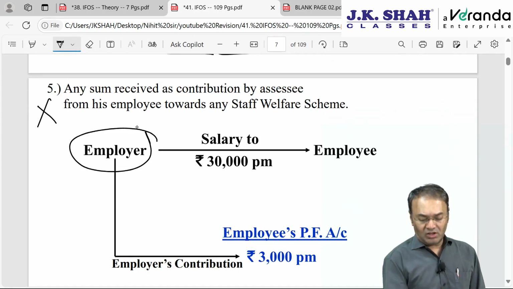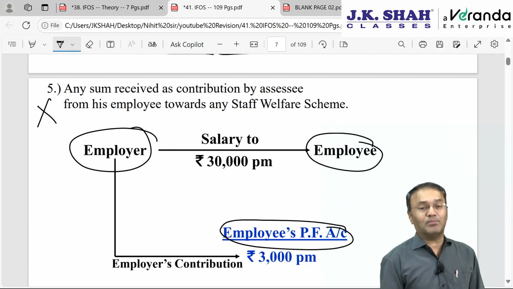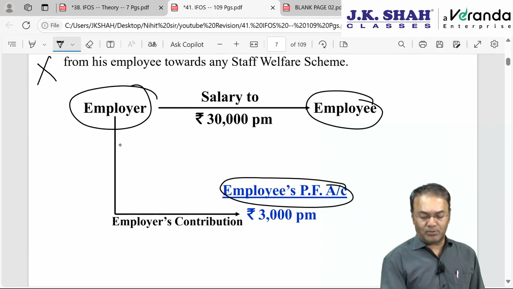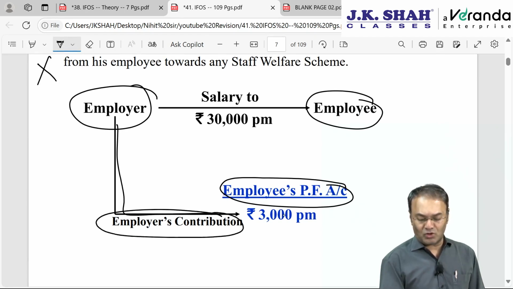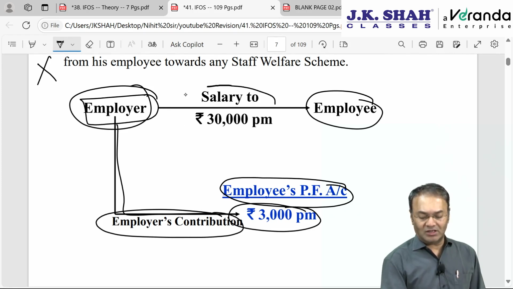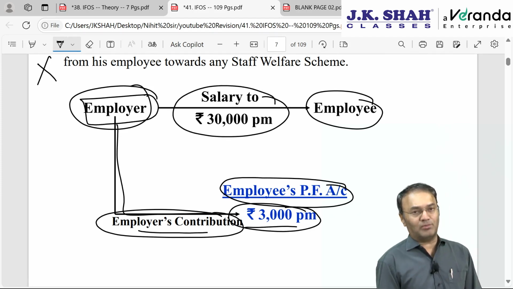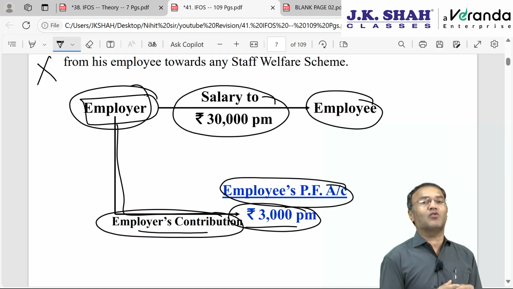As an employer, if you receive a contribution from an employee for depositing in his employee's provident fund account, as far as the employee's provident fund account is concerned, the employer also contributes. This is the employer's contribution, 3,000 per month. So I am the employer, I pay 30,000 salary to the employee, plus I deposit 3,000 in his employee's provident fund account. My total outflow is 33,000. I will get deduction for 33,000 in my business income.